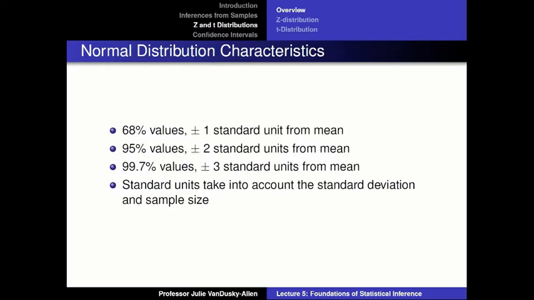Next, 68% of the values of the normal distribution are within 1 standard unit from the mean. 95% of the values of a normal distribution are within 2 standard units from the mean. And 99% of the values of a normal distribution are within 3 standard units from the mean. Standard units take into account the standard deviation and sample size, which we will talk more about soon.